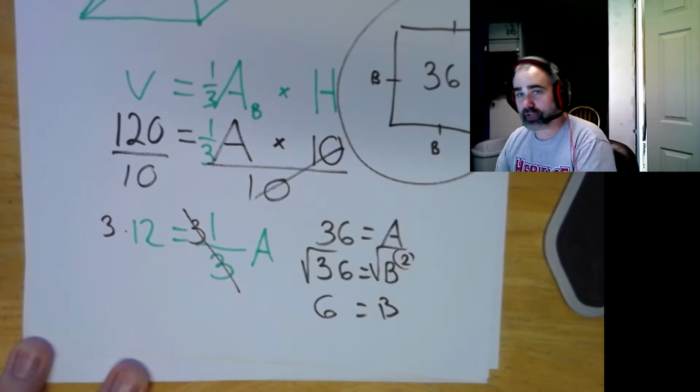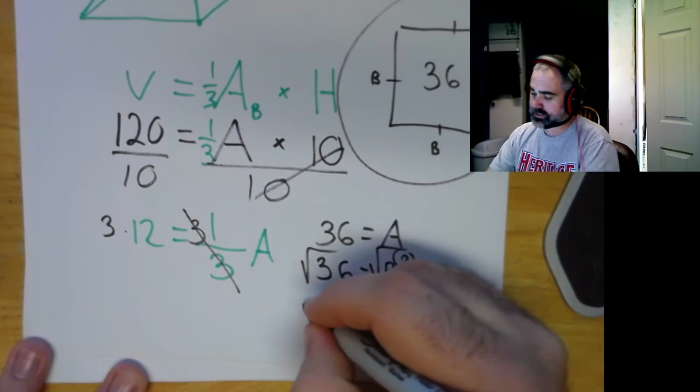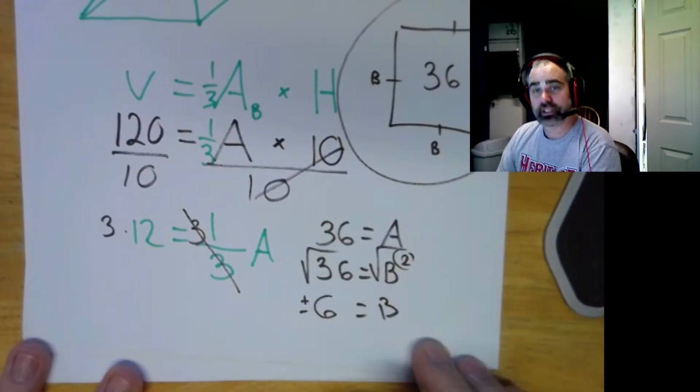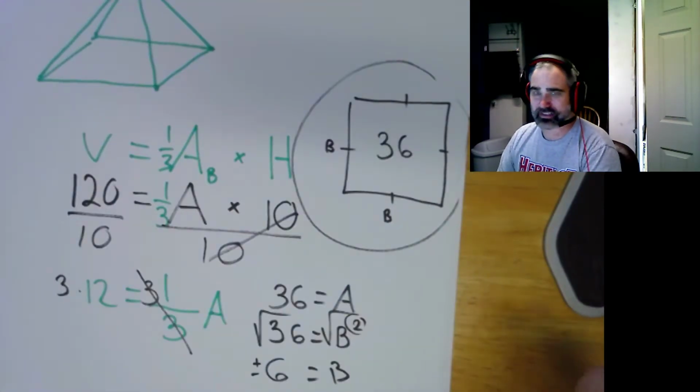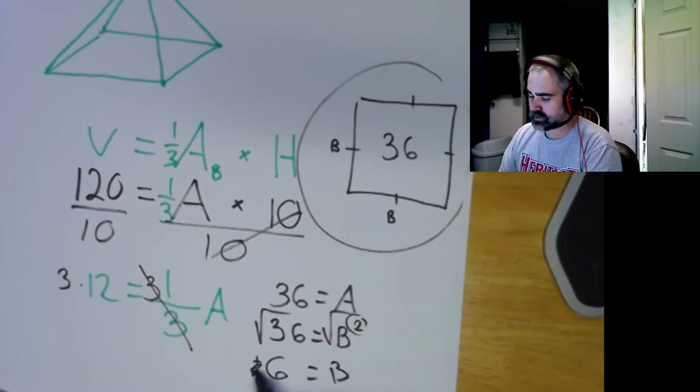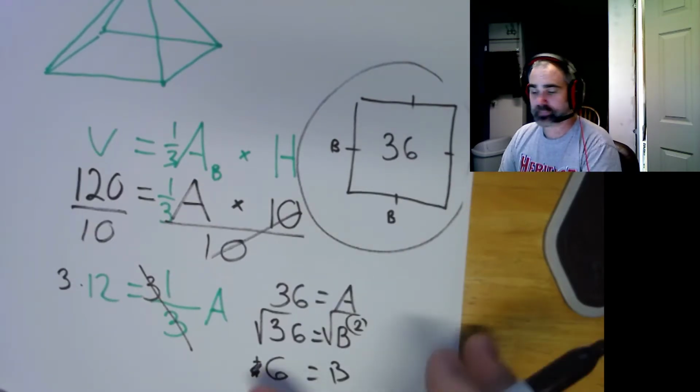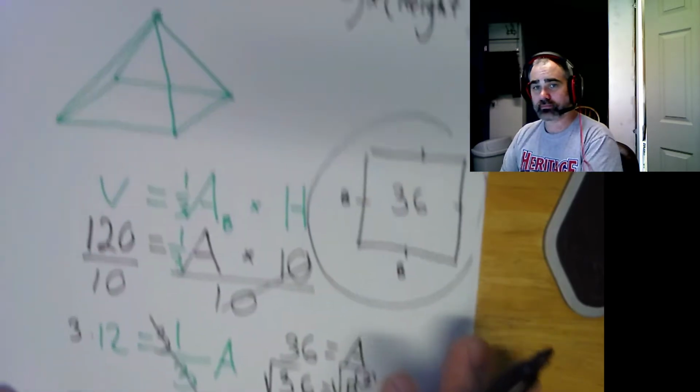Okay. I've taught you to think about this as plus or minus 6 because it could be negative or positive, but we can't have a negative distance. That doesn't make sense. So you only have to think about the positive case. All right. And this is the way you're doing all of them.